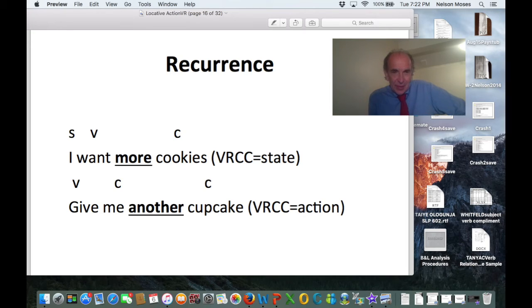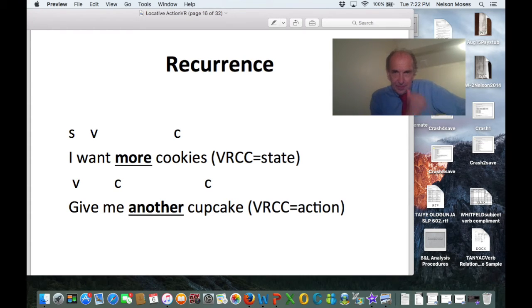Dative. Me is the recipient, and that could be worded two ways. Give another cupcake to me, or give me another cupcake. In that case, it's an action sentence. In both cases, it is an action sentence coordinated with dative. Add recurrence. Okay, those are the ones I'm speaking about.